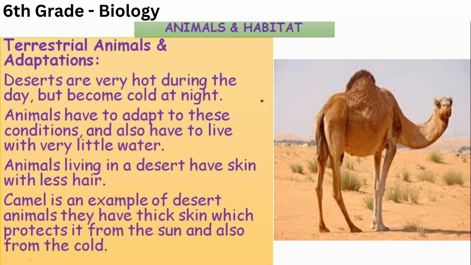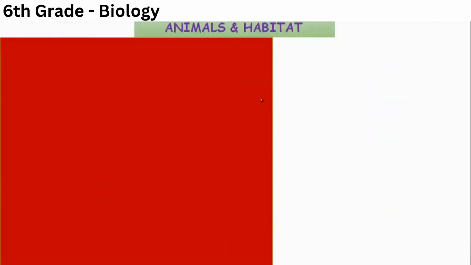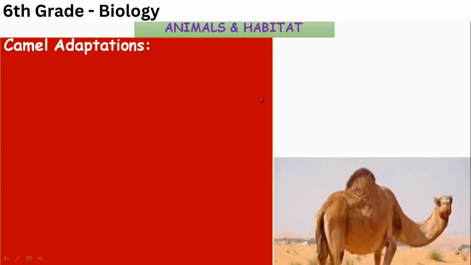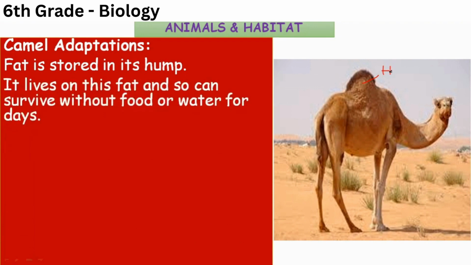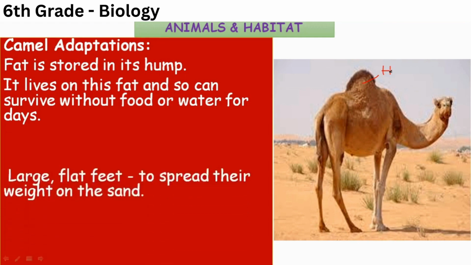Some more adaptations in the camel we will see. Camel adaptations. Fat is stored in the hump. So this is the hump where the fat is stored. It is a reserved food material. It lives on this fat and so can survive without food or water for many days.